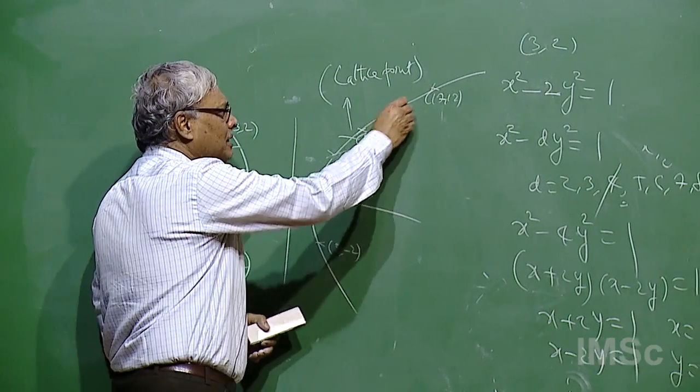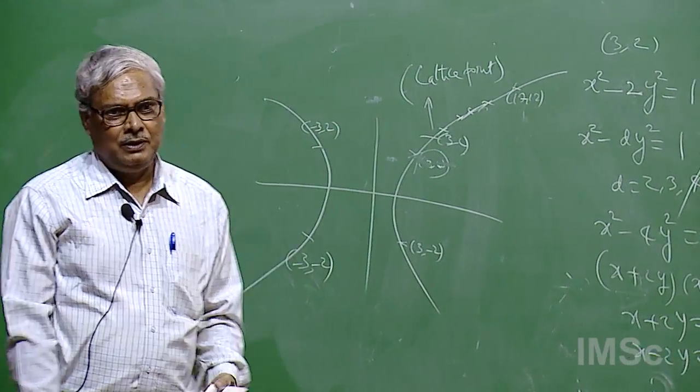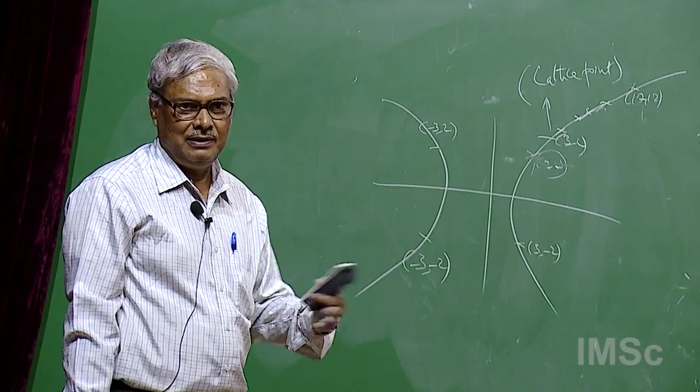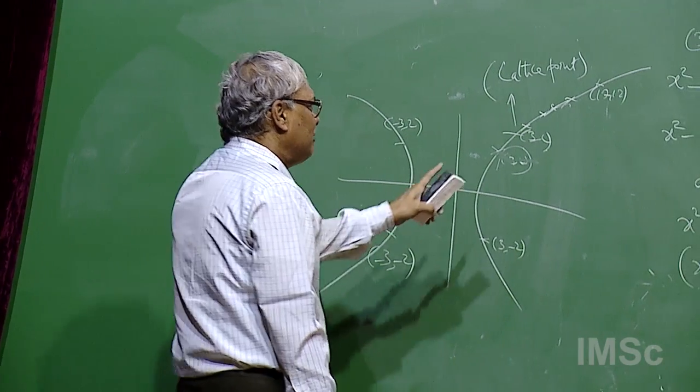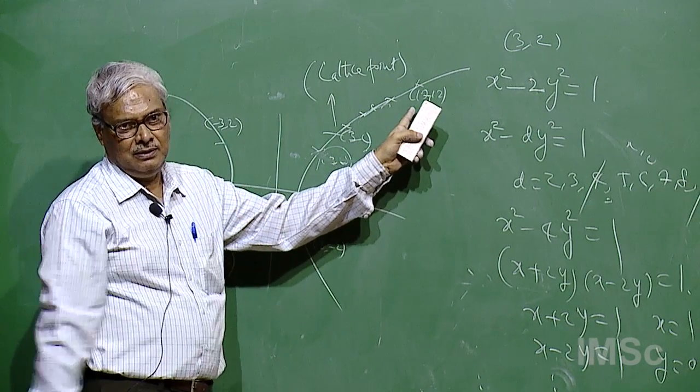Of course, there will be other points also. Perhaps they will have irrational coordinates, or one rational, the other irrational, and so on. But certainly it will have infinitely many lattice points, both of whose coordinates are integers.